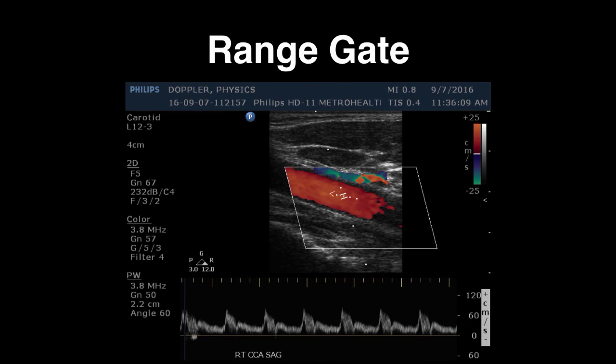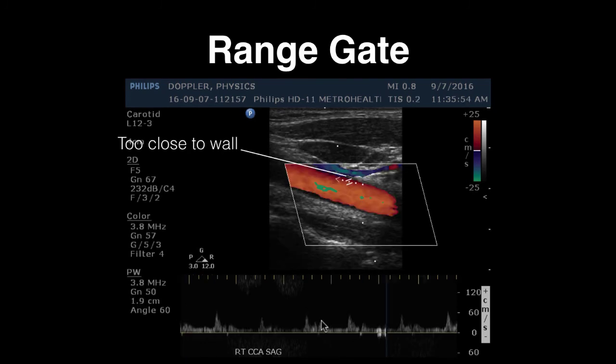Here we have a spectral analysis of the common carotid artery, and you can see that we're taking our sample volume from the central part of the vessel here, and we have an appropriate waveform seen below. On the same vessel, what we've done here is we've moved our sample volume over towards the side. And notice that the waveform is different. If we were trying to calculate either the velocity or the resistive index, we're going to get a different value because of where we've sampled the velocities. So keep that in mind.